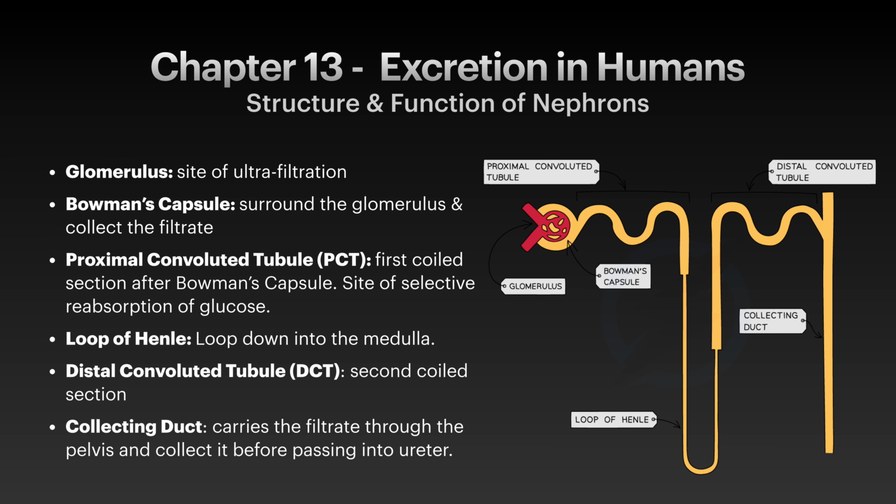The proximal convoluted tubule is the first coil section after the Bowman's capsule. The loop of Henle is a loop which goes down the medulla and back up. The distal convoluted tubule is the second coil section. The collecting duct carries the remaining fluid, now called urine, towards the pelvis of the kidney and into the ureter.